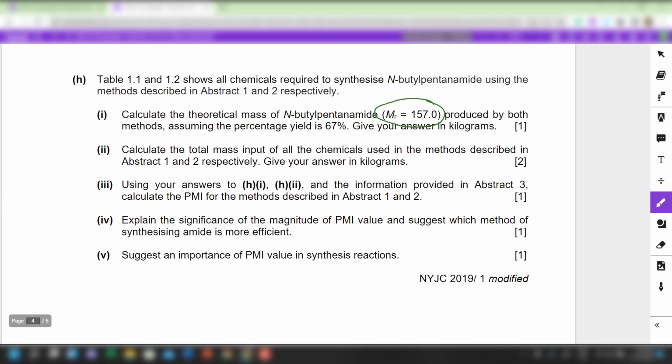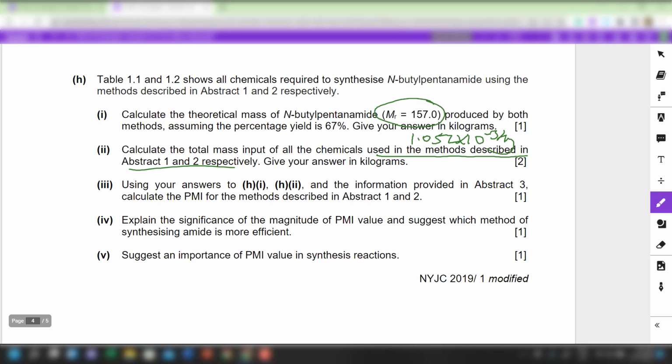Okay, so that would be 1.052 times 10 to the power of minus 3 kg. For H2, we are required to calculate the total mass input of all the chemicals used in the methods described in abstract 1 and 2 respectively. Give your answer in kilograms.